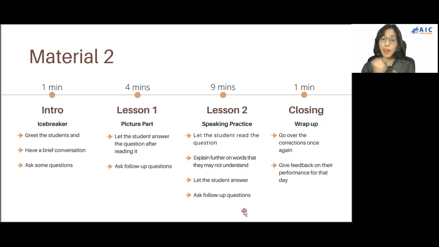Don't forget to ask follow-up questions. This will save you because there's a lot of time for the speaking practice. So you have to find a way to consume that time. And follow-up questions are a good way to go.